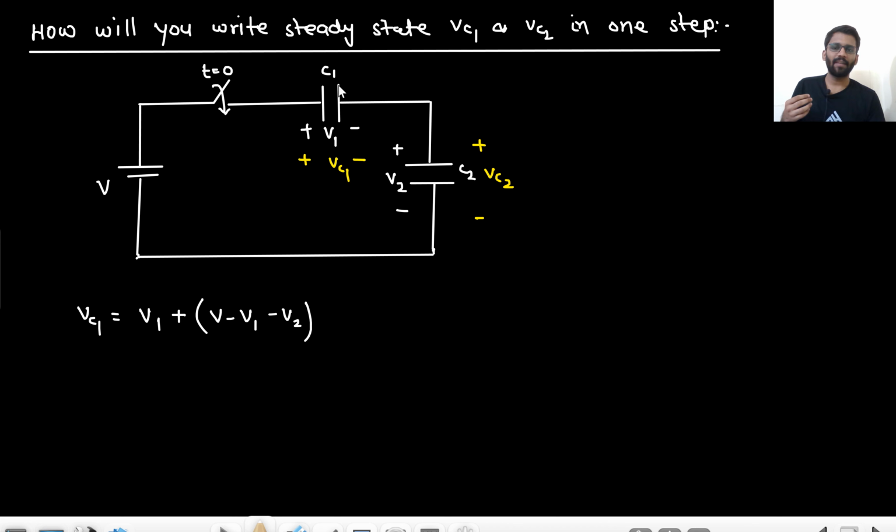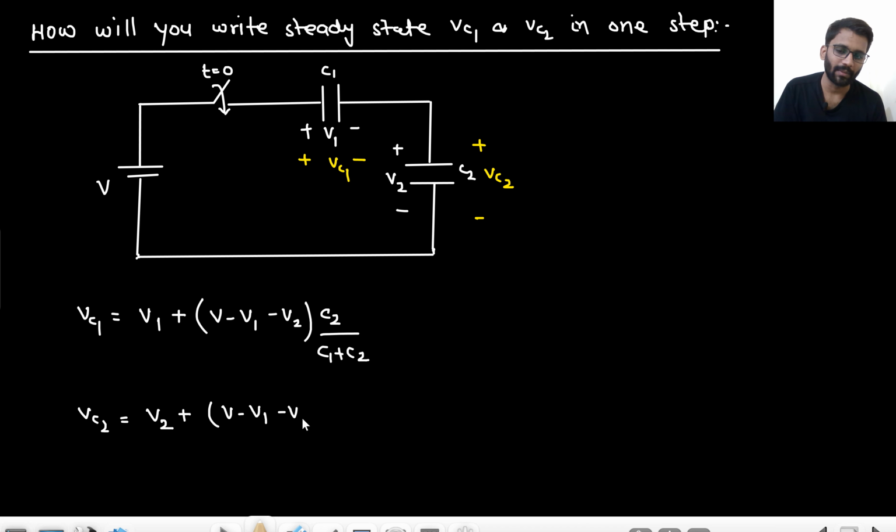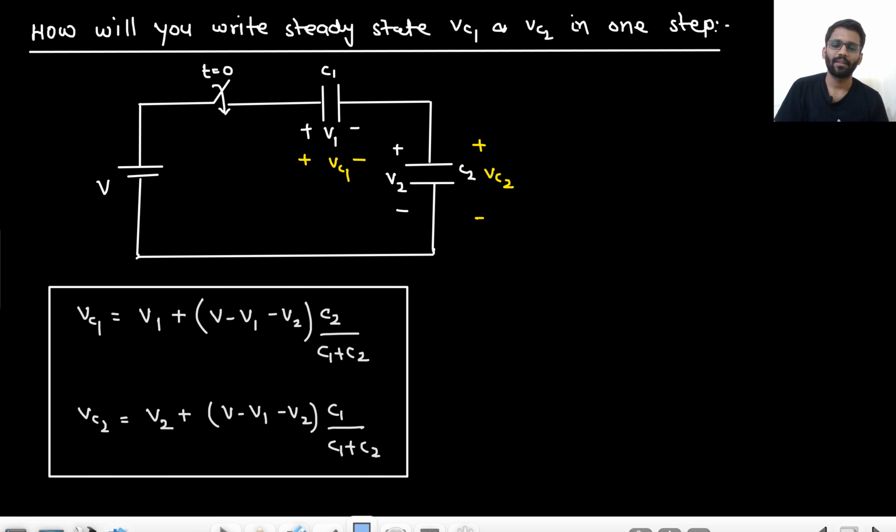Now for C1 I am writing, so I will divide the voltage in the inverse proportion, because in case of capacitance we divide the voltage in the inverse proportion. So for C1 I will write C2 upon C1 plus C2. What did I do? First I wrote down the initial voltage plus, then I saw the total voltage, that is V minus V1 minus V2, then I just divided in the inverse proportion. That's my final answer. So that's how you will write it, in one step only: initial voltage plus total voltage in the circuit, divided in the inverse proportion.